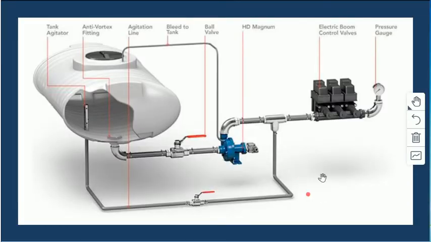Right. We've got just a system for real. That's what it looks like. So we've got a tank, agitator, anti-vortex fitting, agitation line, bleed to tank, a ball valve. And we've got the pump down here. And then we've got some electric boom control valves, and the pressure gauge right at the end.